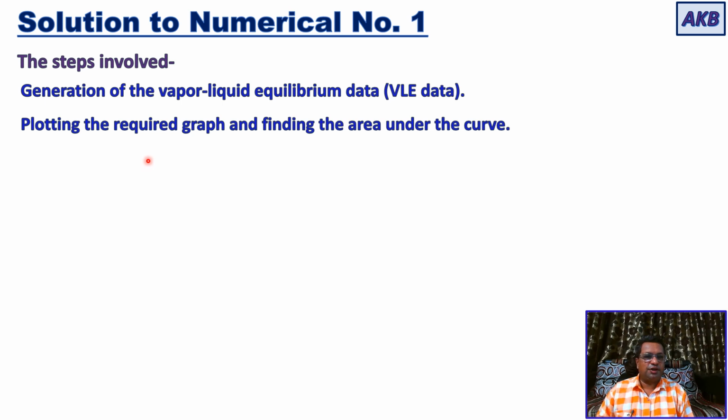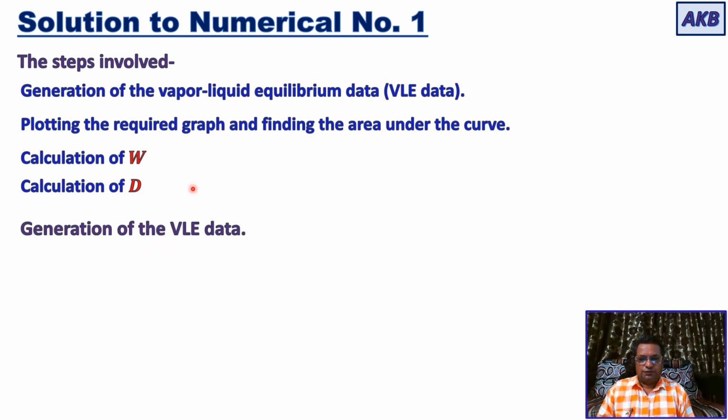We are going to plot the required graph, x versus 1 upon y minus x, and then find the area under the curve. Once area is known, that means the integral on the right hand side of Rayleigh's equation is known to us, and we are going to calculate W. Then after calculating W, by using total material balance, we are going to calculate D, and that is the objective.